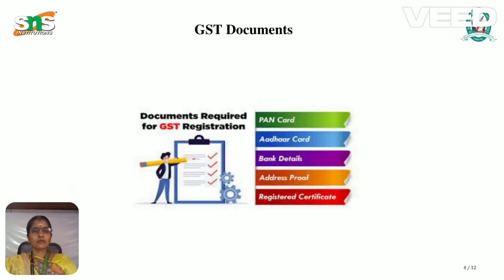Next we move to the documents required when you register your company under the GST law. A person is supposed to submit a PAN card, Aadhaar card, bank details, address proof, passport size photograph, and the company's registration certificate. These are the main important documents required for GST registration.